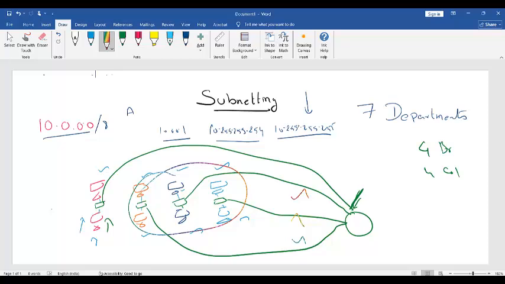So subnetting improves the efficiency of the network by avoiding unnecessary flooding of data to all the departments.